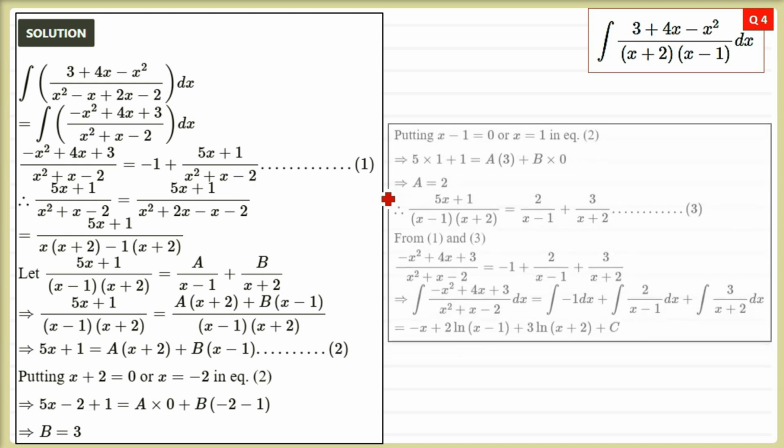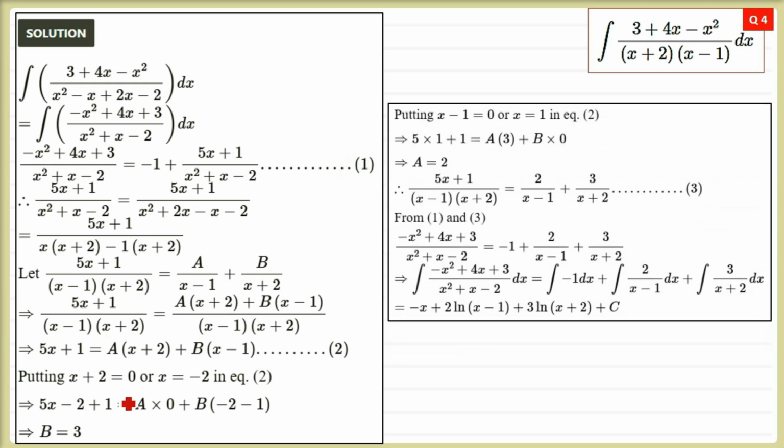The main thing is, the logic is my responsibility. But all these steps, like putting x plus 2 equals 0, which I speak, you have to write it. Alright. So if you understand the concept, you can always write it in English. I know that you'll be able to do that.